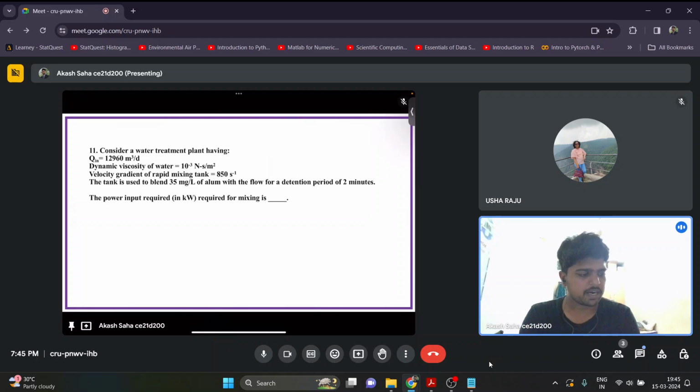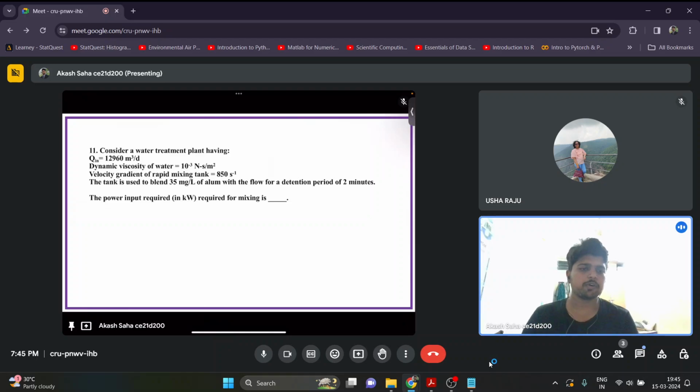Consider a water treatment plant having Q influent as 12960 meter cube per day. The dynamic viscosity is 10 to the power minus 3 Newton second per meter square. The velocity gradient, that is the value of G which we discussed, is 850 per second, and the tank is used to blend 35 milligram per liter of alum with a flow for a detention period of 2 minutes. So detention period is also given. The power input required for the mixing.